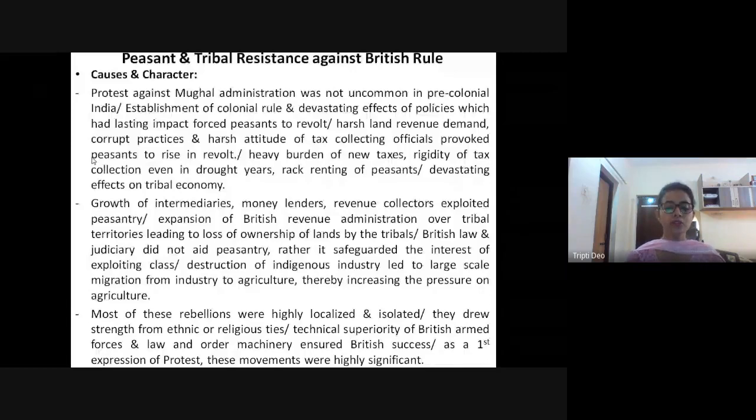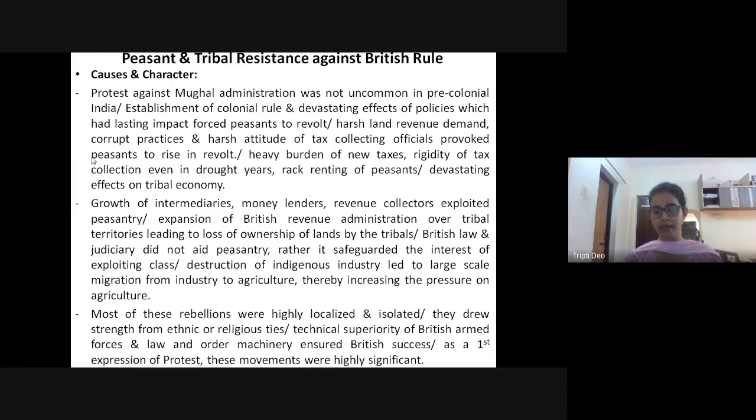Yes, so most of these rebellions, jo peasants ne or tribals ne kiya, kyunki unko ye pareshaniyan thi, aur Britishers unke regions, unke area, unke subsistence pe, they were pressing on their, in fact, on their livelihood. All of these rebellions that the peasants and tribals did were generally very highly localized. Apne regions mein hi wo peasant and tribal resistances ho rahe the and they were quite isolated incidents. They did not really gain national importance.